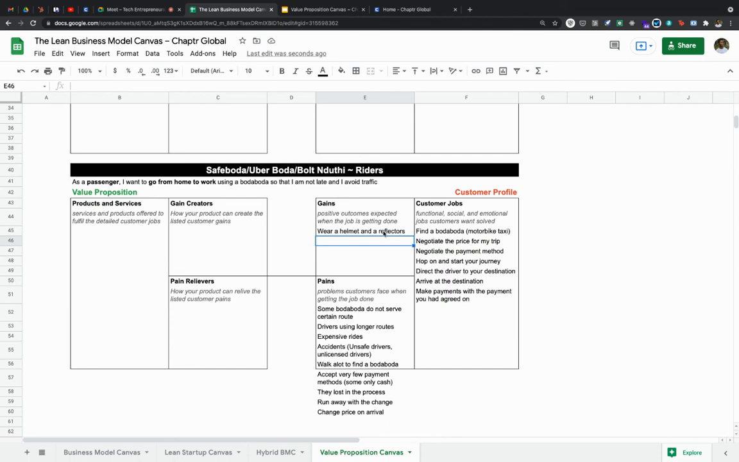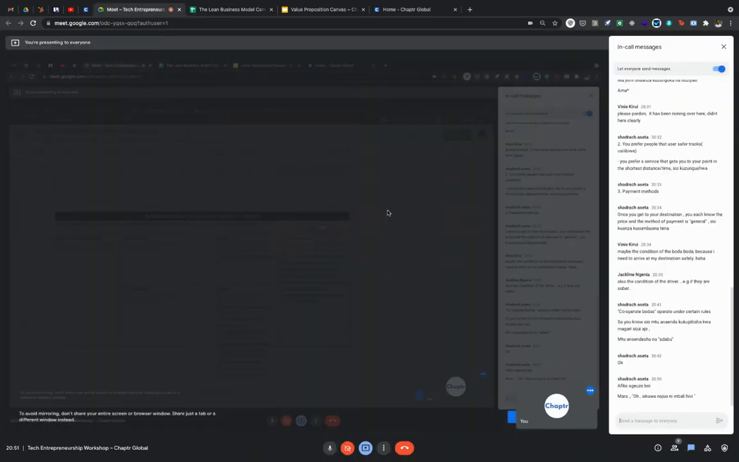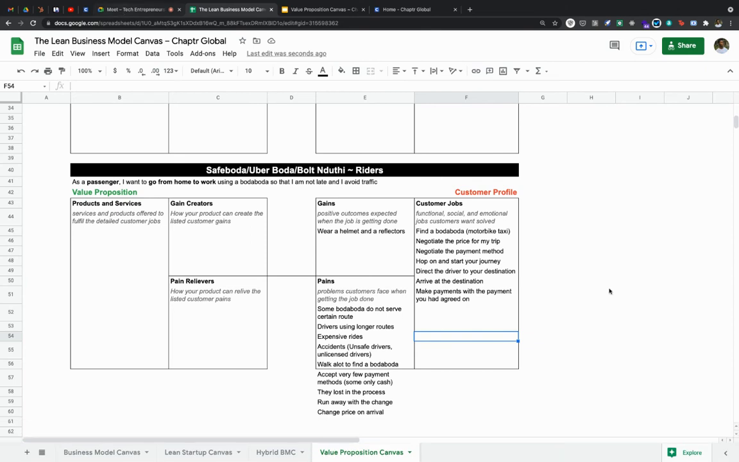What are some of the positive outcomes that you generally expect? As a customer, what do you expect this boda guy to do as you're trying to get these jobs done? That's interesting. Guys, let's help each other out on this one. What other gains do we expect? Think about everything.